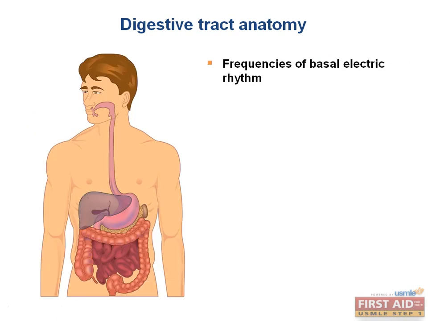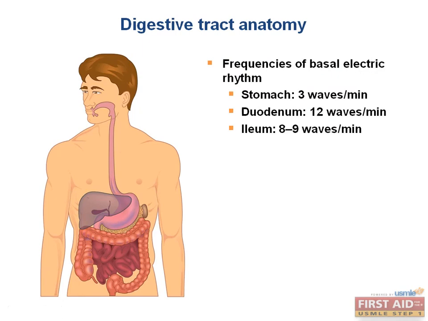Different parts of the GI tract have different basal electric rhythms determining the frequency of the contractions. The stomach is slow with just 3 waves per minute. The duodenum, though, is quite vigorous at 12 waves per minute. The ileum is a bit less active with about 8 to 9 waves per minute.